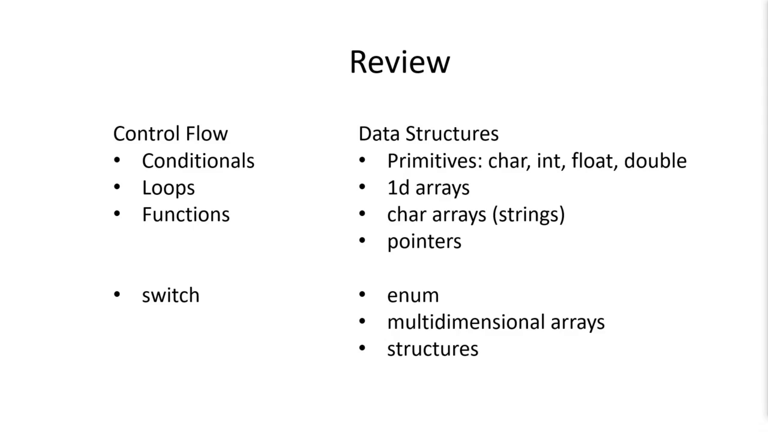And then as far as data structures go, we covered the primitives. So we started looking at a char, int, float, and double, the 4 basic data types. Then last week we talked about how to create our very first one-dimensional arrays. Today we're going to be looking a little bit more at character arrays and the one little difference between character arrays and arrays of integers. And we introduced the idea of pointers. Today is going to be a deep dive into pointers and arrays.